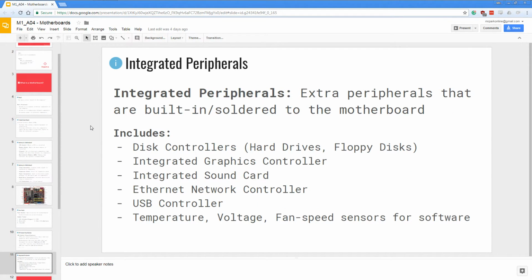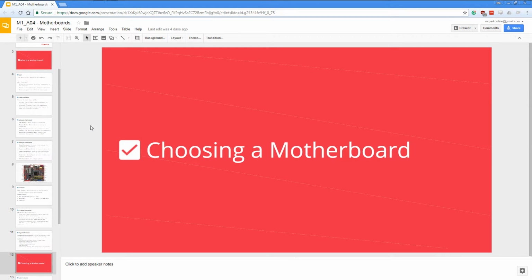Then we have integrated peripherals. These are extra peripherals that are built in or soldered into the motherboard. This includes the disk controller so that you can install hard drives and floppy disk drives. There's also the integrated graphics controller, integrated sound controller, Ethernet network controller, USB controller, and temperature, voltage, and fan speed sensors for software. So motherboards come with lots of stuff jam-packed in, so having a great motherboard is very beneficial for your computer build. So let's talk about choosing a motherboard.